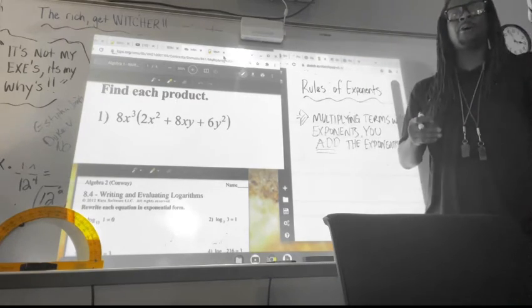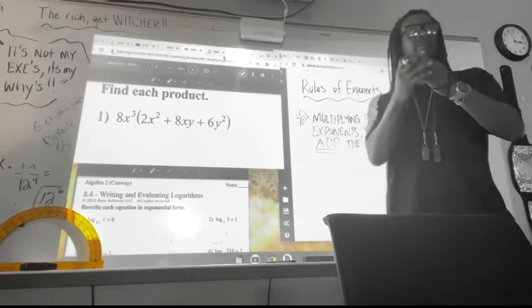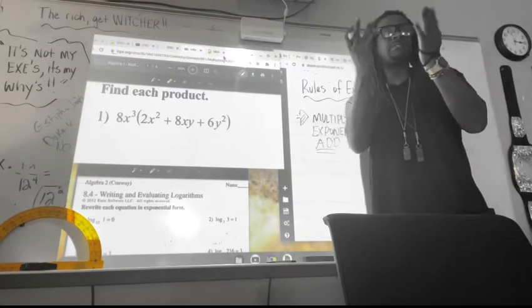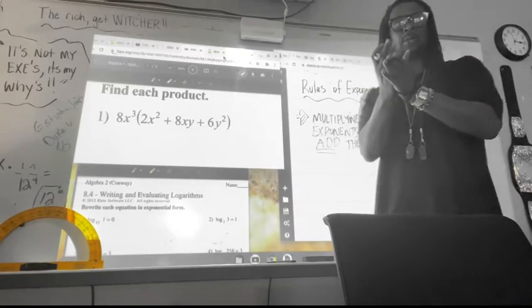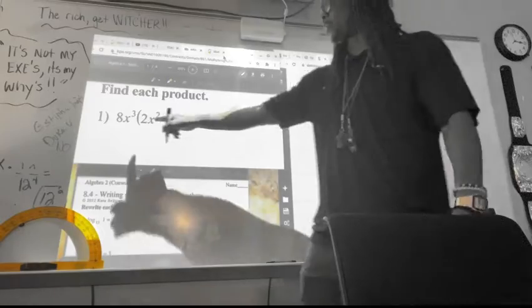So if it's x to the third, all the x thirds go together. X squared, all the x squareds go together. X, all the x's go together. If it's just a number, all the numbers go together. But first, we're going to have to multiply. So what property do I have to use here?